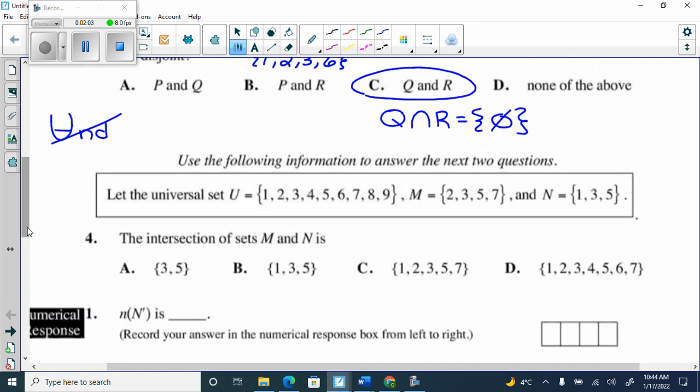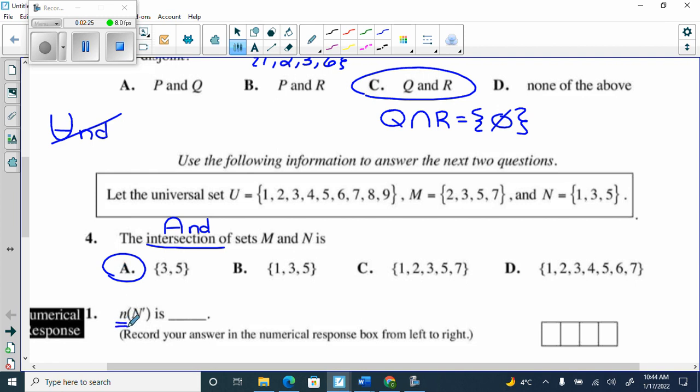Okay. Intersection is this symbol. And what's that? Because it's off your formula sheet, even if you forget, I can write it as the word "and." So I want the intersection of M and N. So what's in M and N? What numbers are in M and N? 3 and 5, which is A.